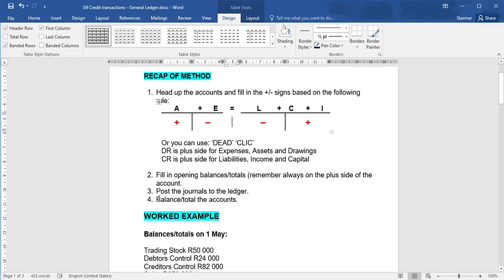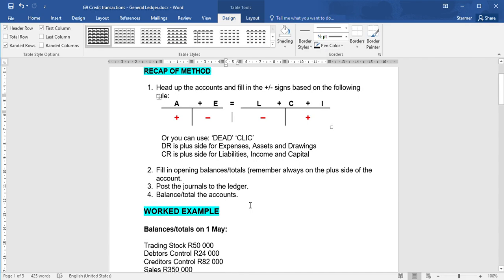Once you've done that, you fill in the opening balances or totals, and remember that's always on the plus side of the account. You're then going to post your journals to the ledger in step 3, and lastly you're going to balance or total the accounts.